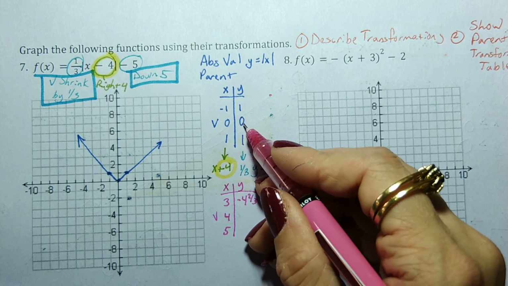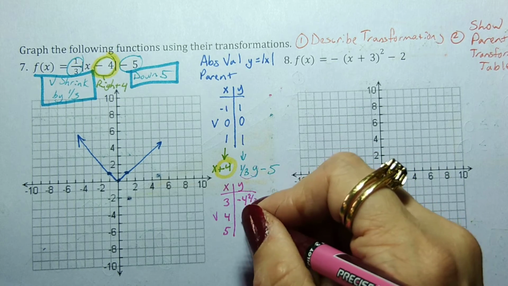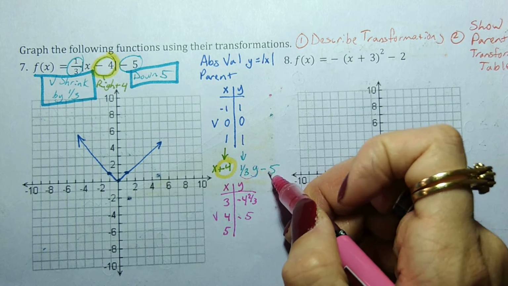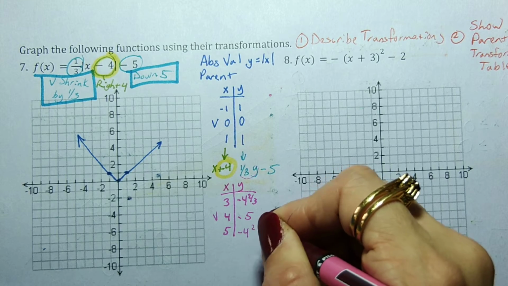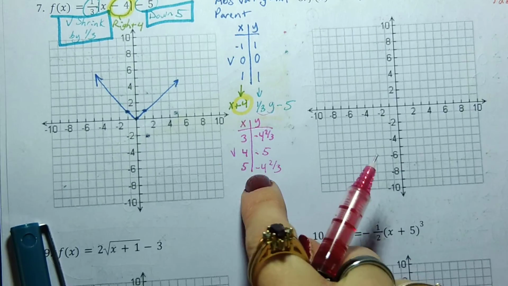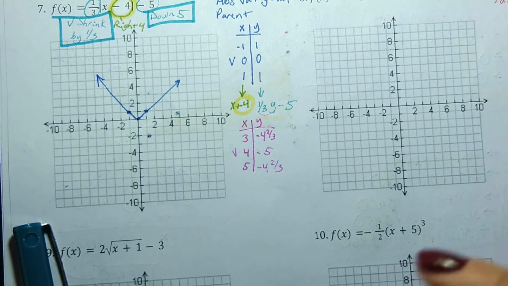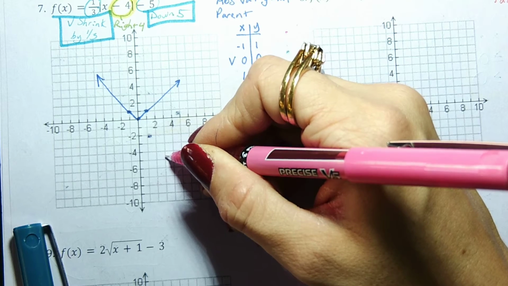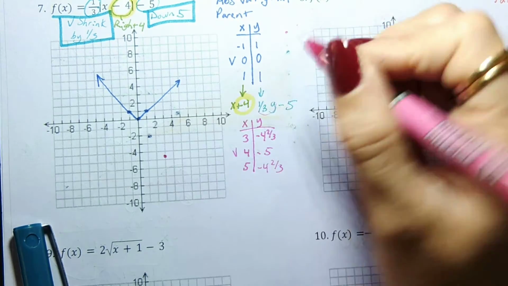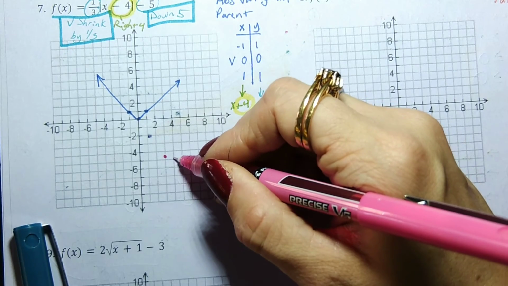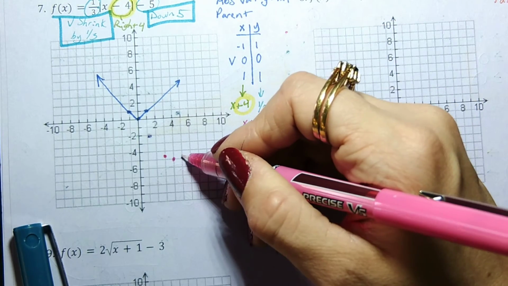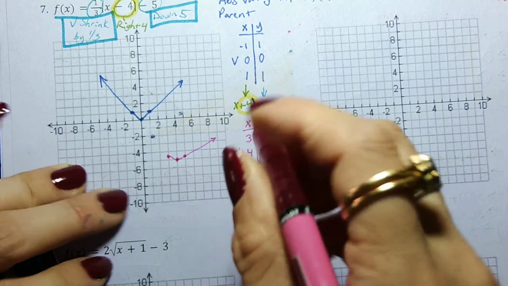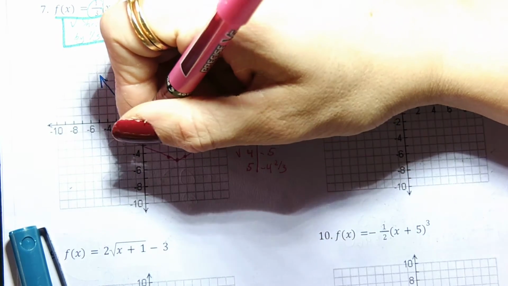And then if I plug in 0, 1/3 of 0 is 0, and then -5 is -5. We take 1/3 of 1, it's 1/3, and then subtract 5, that's negative 4 and 2/3 again. And now these are the points that I'm going to plot for my transformed absolute value graph. So forward 3, down 4 and 2/3, awkwardly close to negative 5 there. And then 4, negative 5, and then 5, negative 4 and 2/3. And if I make those look like a V, because it's an absolute value graph, it should always look like a V.